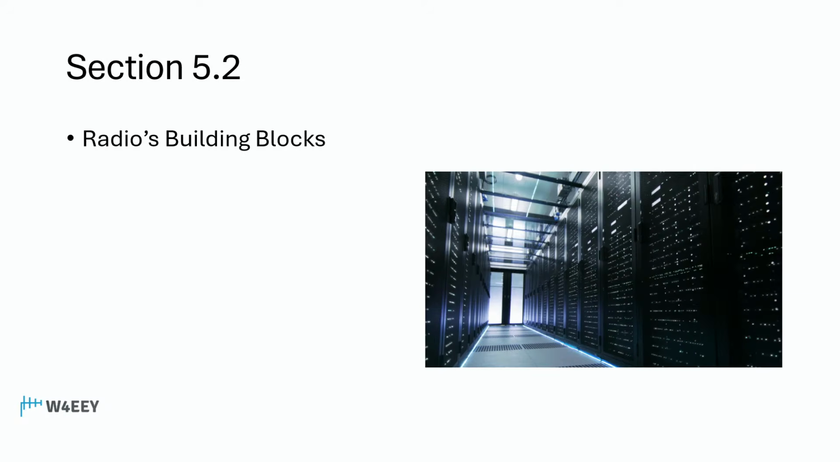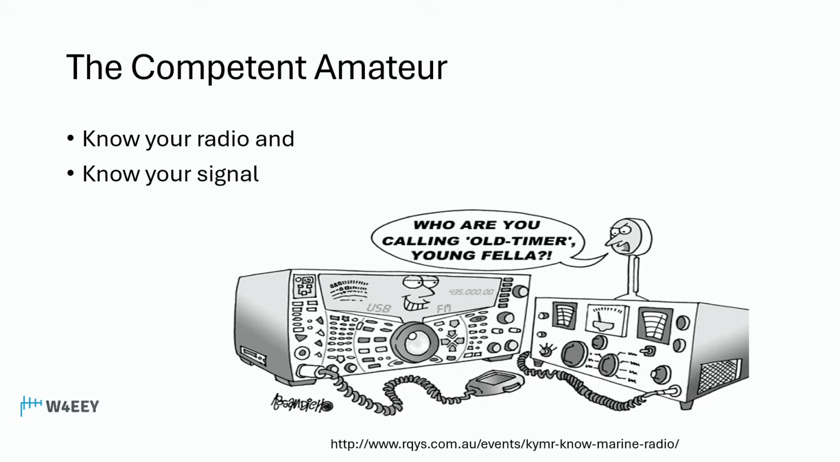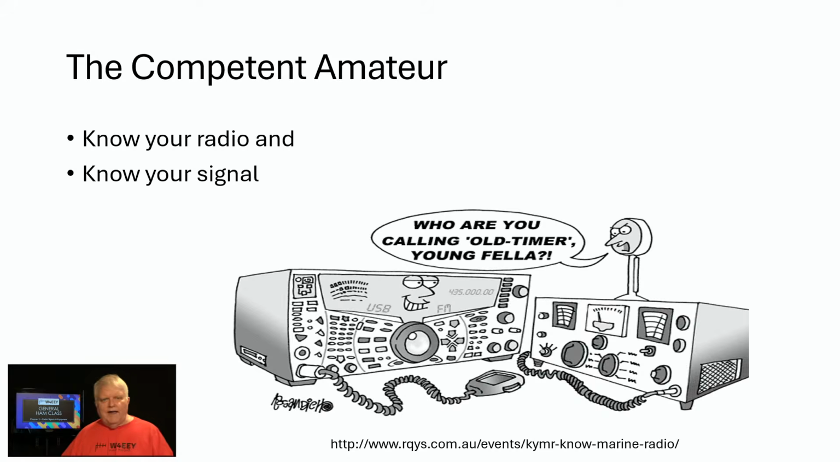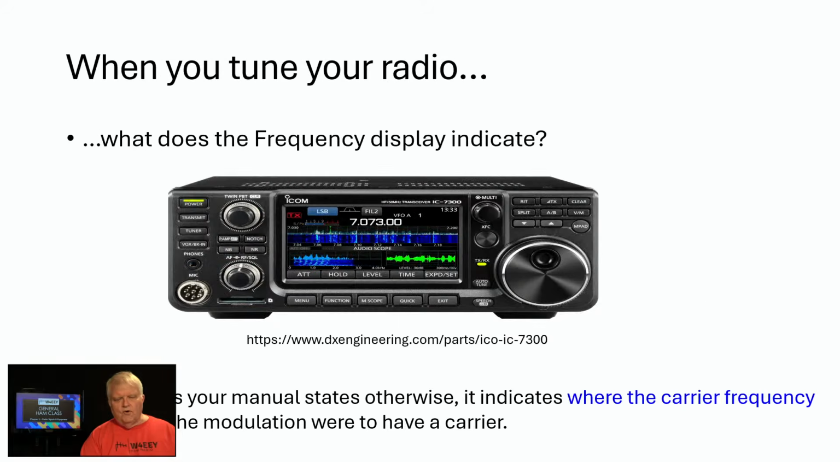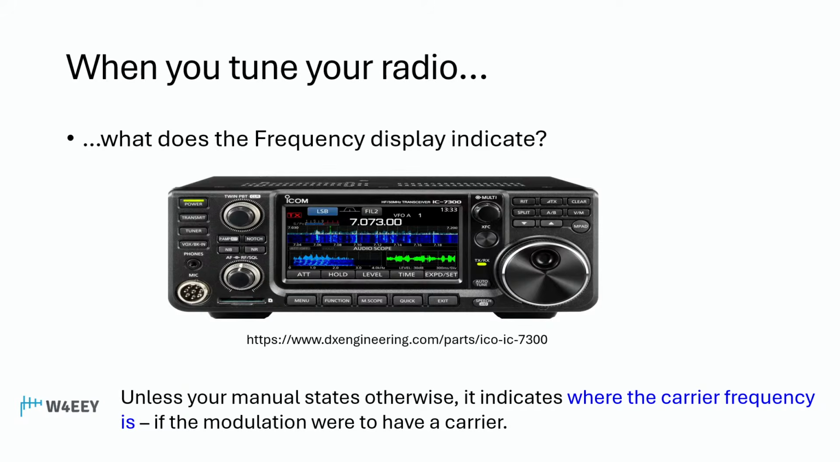One thing we'd like you to continue on your amateur radio learning after you leave the class here, because we want you to know your radio and to know the signal that you're going to be transmitting. Knowing those characteristics is important, no matter what radio you have. So here's a question. When you tune your radio to a particular frequency, the frequency display indicates something. What does that mean?